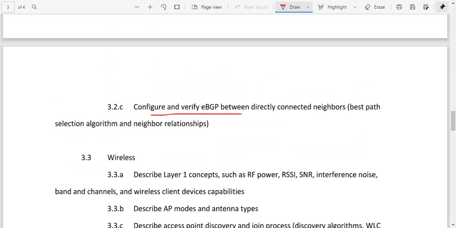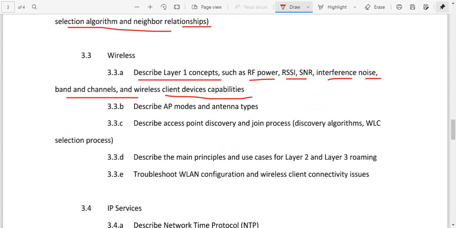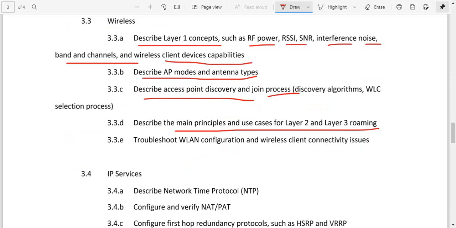So in wireless, we have to describe the layer one concepts such as RF power, describe the AP models and antenna types, describe access point discovery and join process. Describe the main principles and use cases for layer 2 and layer 3 roaming, and troubleshoot WLAN configuration and wireless connectivity issues.